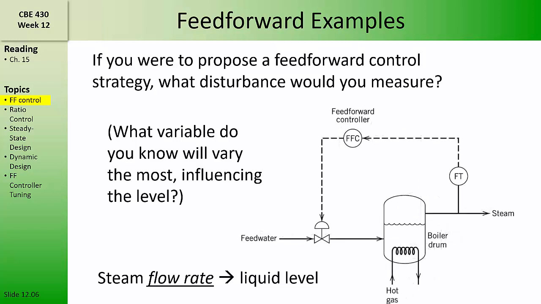Even though this steam flow rate is downstream of the boiler, this is still feed-forward control because we're measuring a disturbance that affects the level, and then changing the manipulated variable to keep the controlled variable, the level in the tank, at its set point. If we know exactly how much steam is leaving the boiler, then we can predict how the level will change with time, and we can add exactly the amount of feed water in the makeup to account for the loss of steam from the tank.